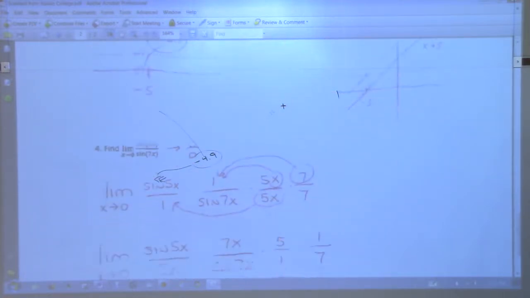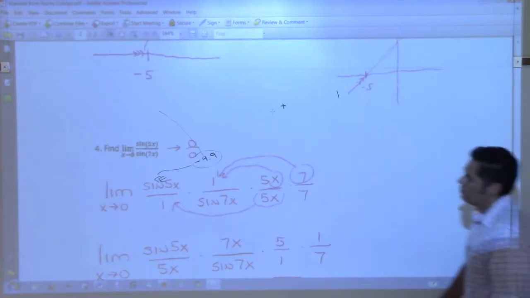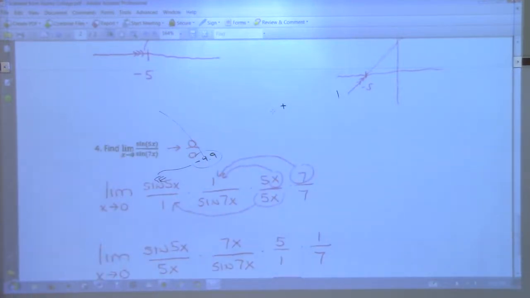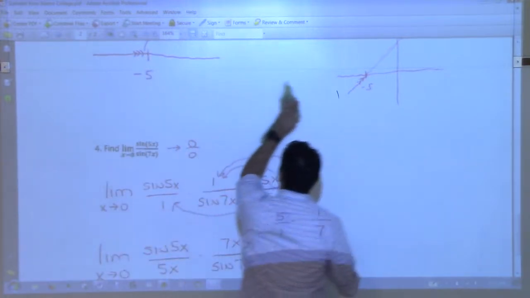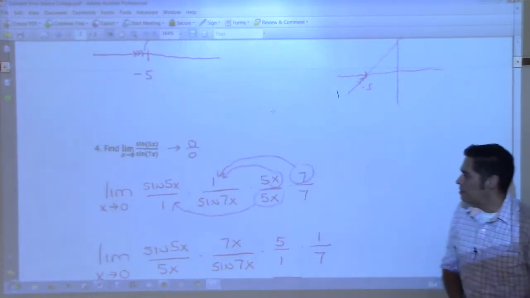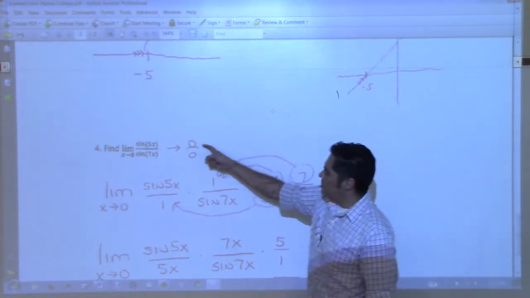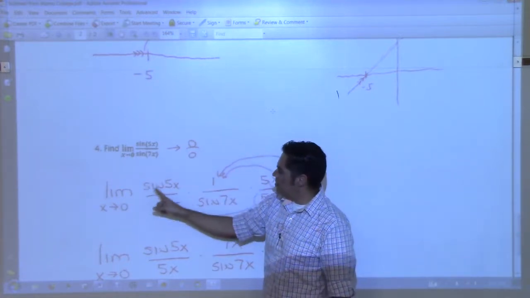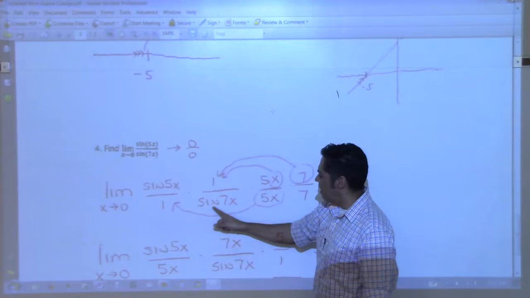And then this one was the one with that special formula that we have to have memorized, where we have sine of junk over junk, right? So you realize you get 0 over 0 here. You split this up into sine 5x over 1 and then 1 over sine 7x.